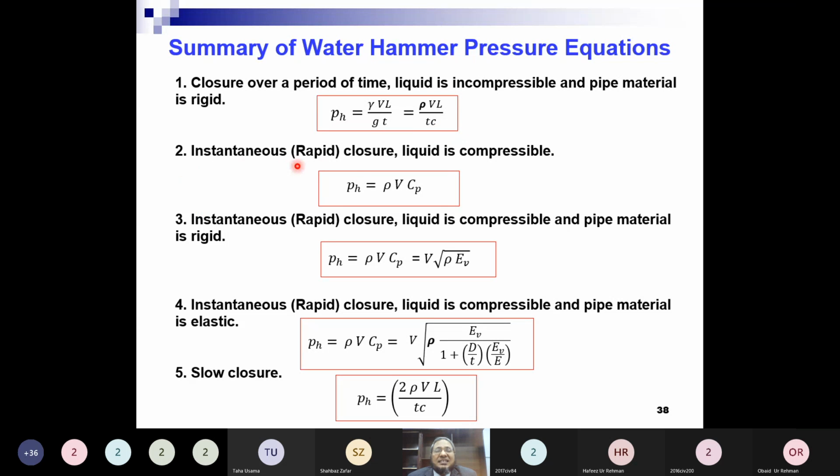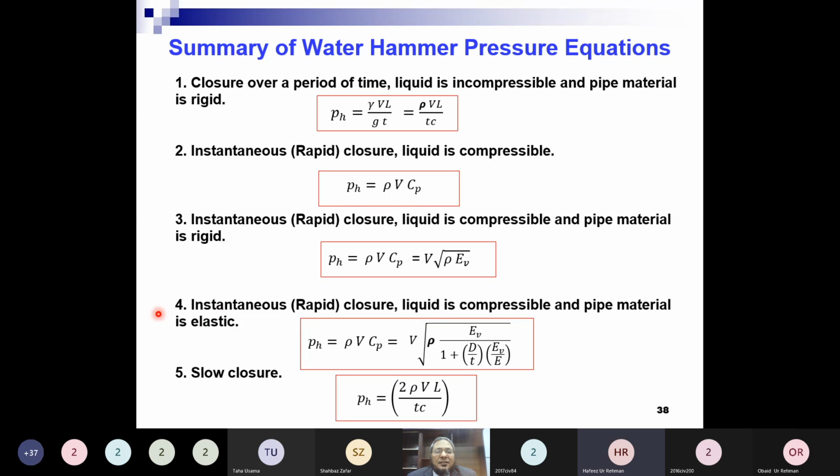And now number two, instantaneous or rapid valve closure, liquid is compressible. Then what is the equation to compute the water hammer pressure? Rho V C_p. Now you see here also rho VL over Tc, so it has also the same nature. Instantaneous or rapid closure equations are the same for both. Now we are considering the liquid is compressible, but we are not considering the pipe material as elastic. We are considering it as rigid. In that case, the hammer pressure equation would be rho V C_p, and when you put in values, V times the square root of rho E_v.